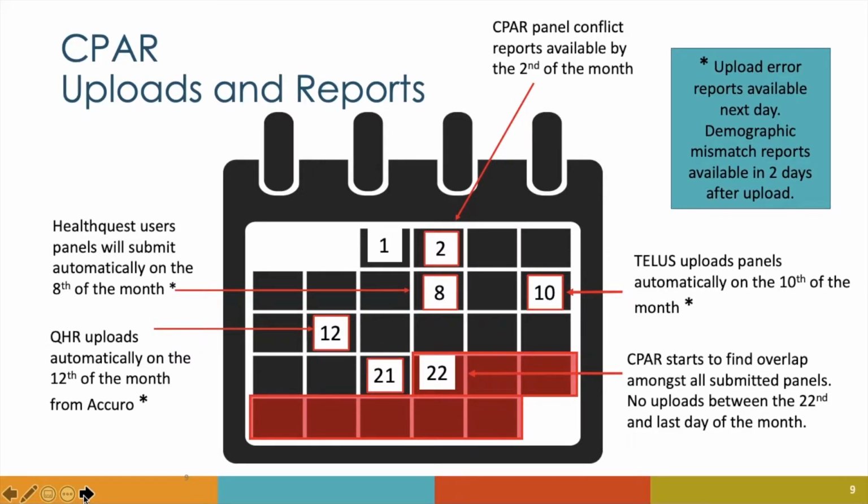Let's look at upload and download times for CPAR. The vendors automatically upload the panels starting on the 8th with MicroQuest HealthQuest, TELUS on the 10th, and QHR for Accuro on the 12th of the month. After your panel's been uploaded by your vendor, the upload error report is available and the demographic mismatch report is available within 2 days. Starting on the 22nd of the month, CPAR starts to process all the panels that it's received. And by the 2nd of the next month, that is when the CPAR panel conflict reports become available.